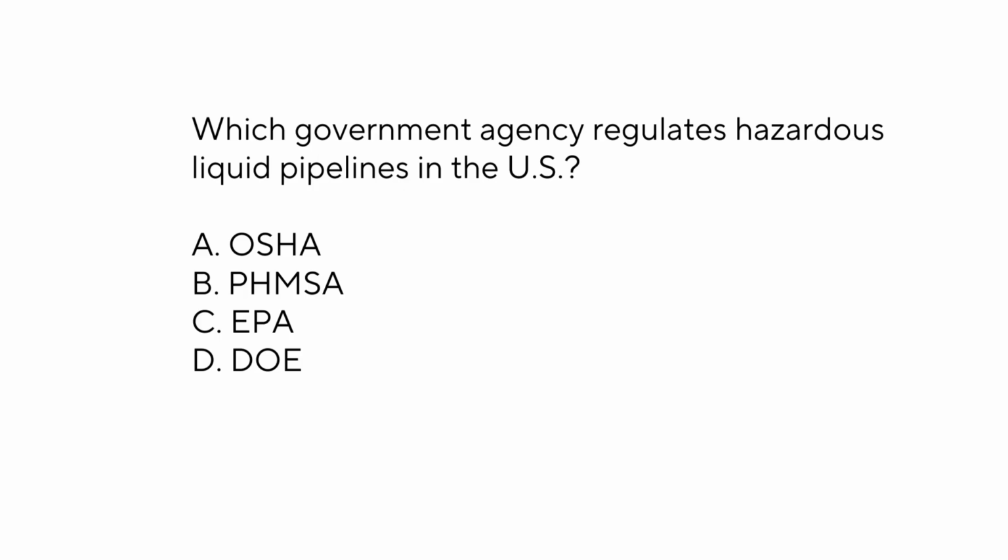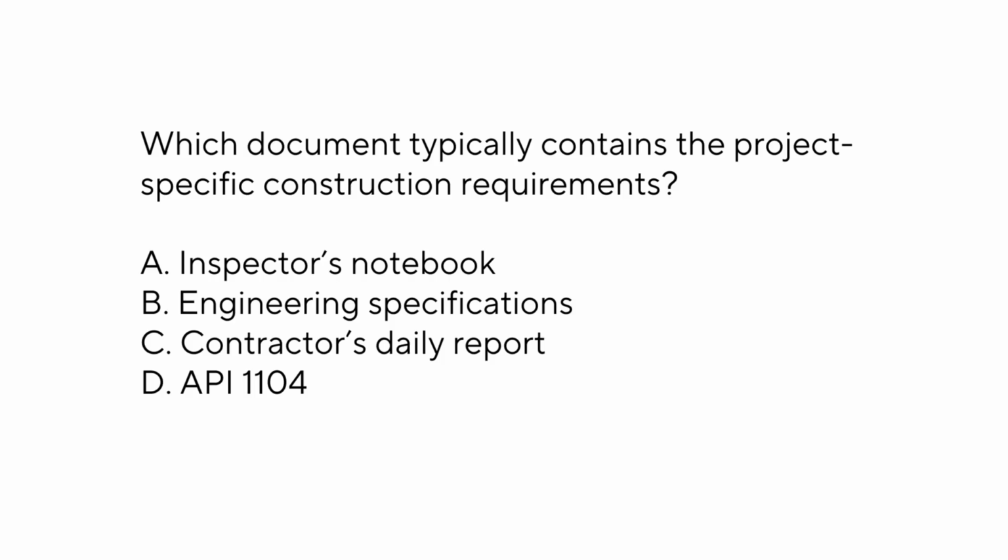6. Which government agency regulates hazardous liquid pipelines in the U.S.? A. OSHA. B. PHMSA. C. EPA. D. DOE. Answer: B. PHMSA. Which document typically contains the project-specific construction requirements? A. Inspector's Notebook. B. Engineering specifications. C. Contractor's Daily Report. D. API 1104. Answer: B. Engineering specifications.